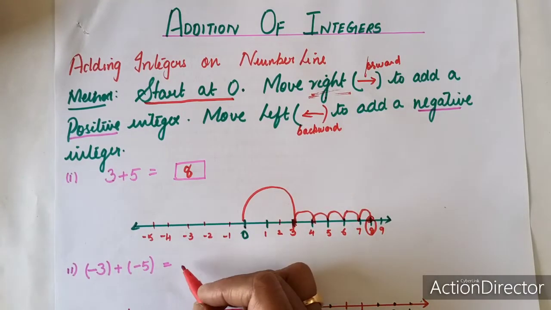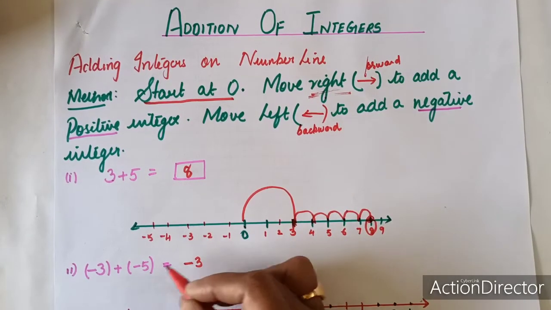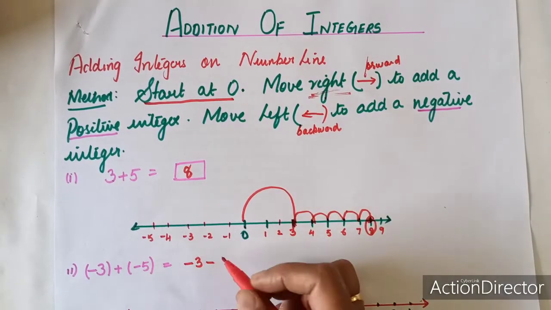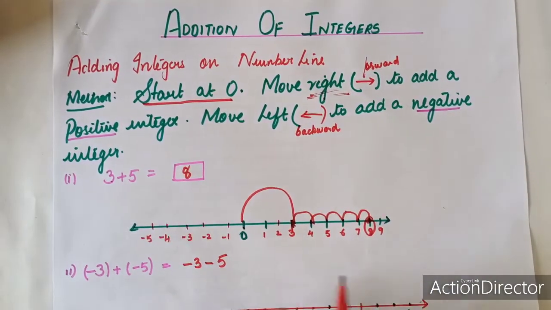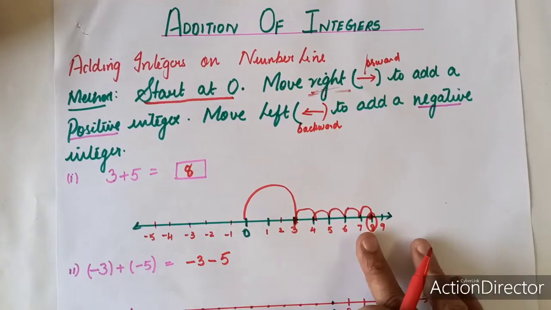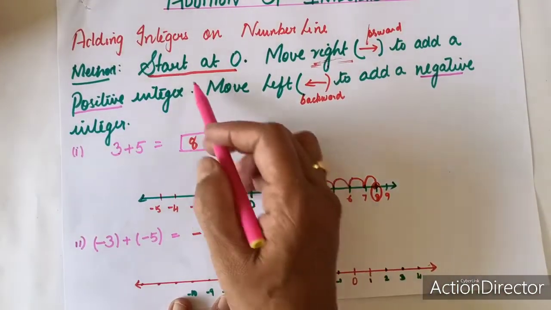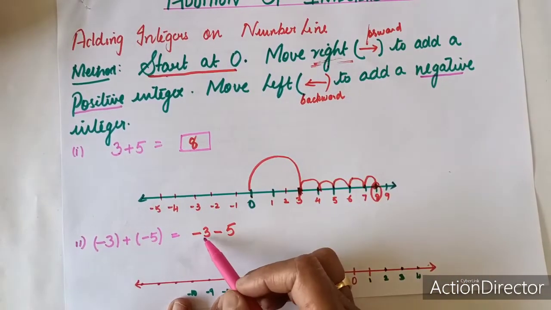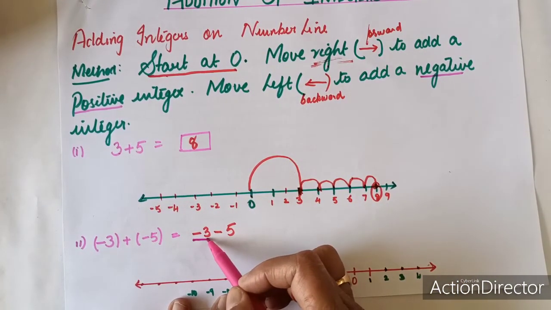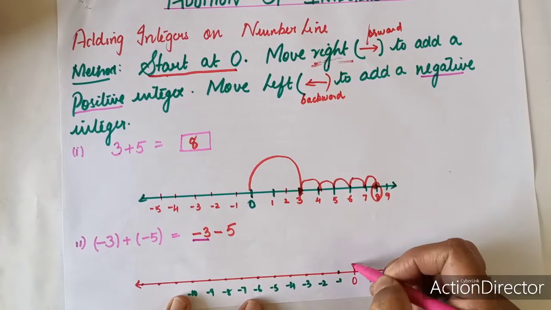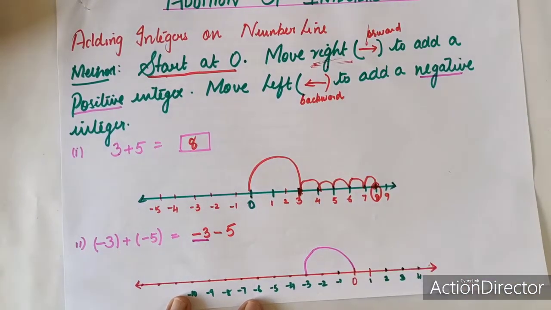Coming to the second sum, minus 3 plus minus 5. So this you can simplify and write it as minus 3 minus 5. You can ignore this plus and write it as minus 5. So, first integer is minus 3. I am going to jump from 0, always start at 0, to the first integer. What is the first integer? Minus 3. So, I am going to jump from 0 to minus 3.